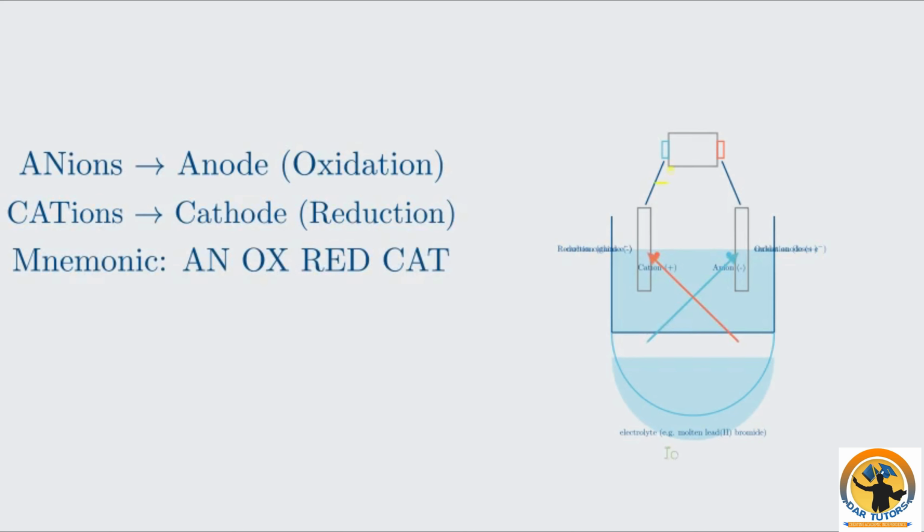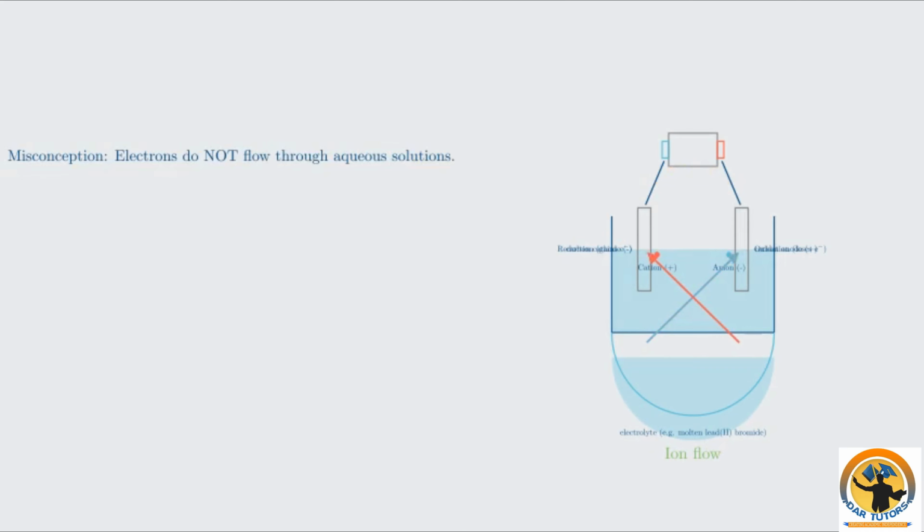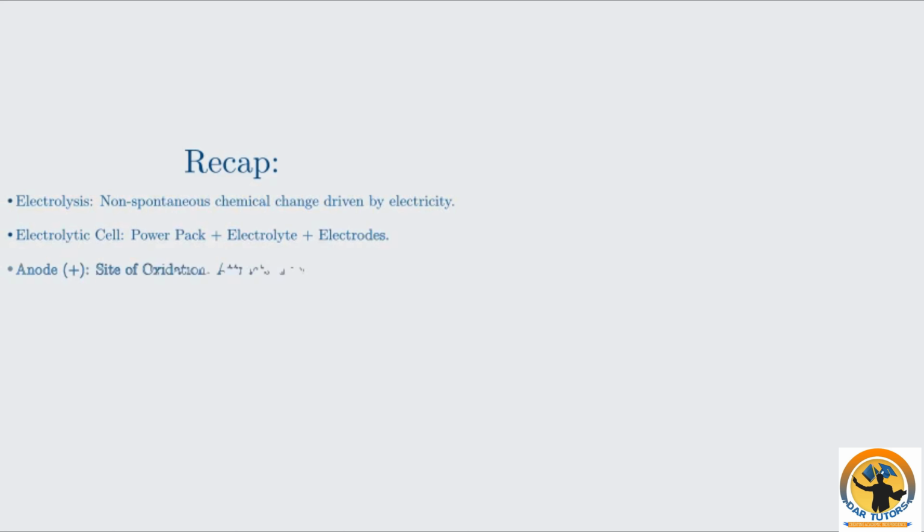Therefore, the flow of current in an electrolytic cell involves electrons flowing in the external wires and electrodes, and ions flowing within the electrolyte. This is a key point. Electrons do not flow through the aqueous solution. To recap, electrolysis is a non-spontaneous process that uses electrical energy to decompose an electrolyte. The key components are the power pack, which drives the reaction, the anode, where anions are oxidized, and the cathode, where cations are reduced. Remember, the anode is positive and the cathode is negative in an electrolytic cell. This framework will help us analyze specific electrolysis reactions.